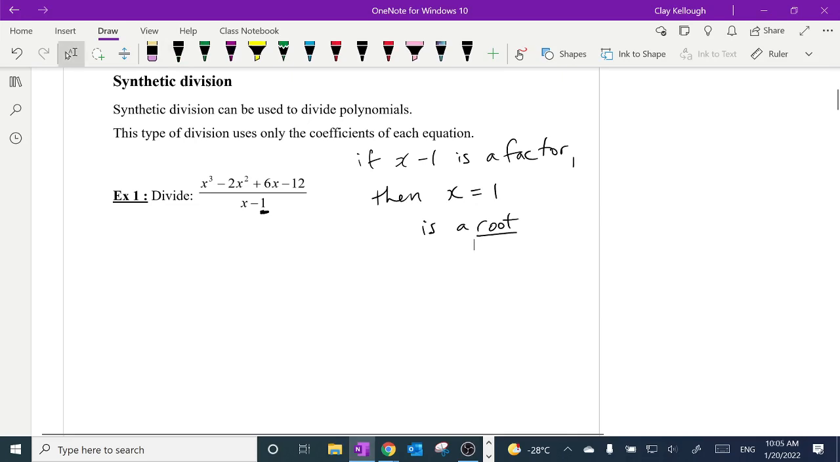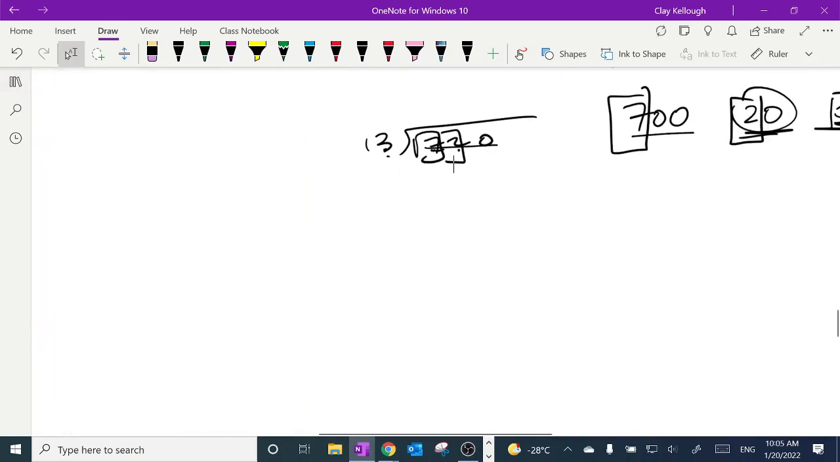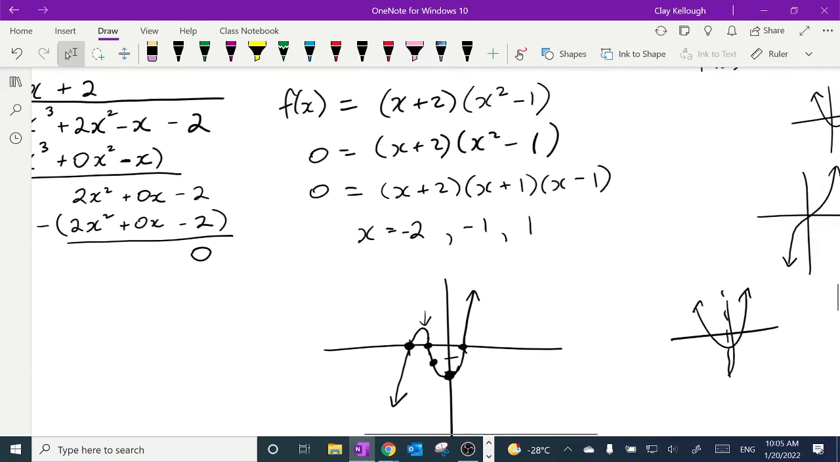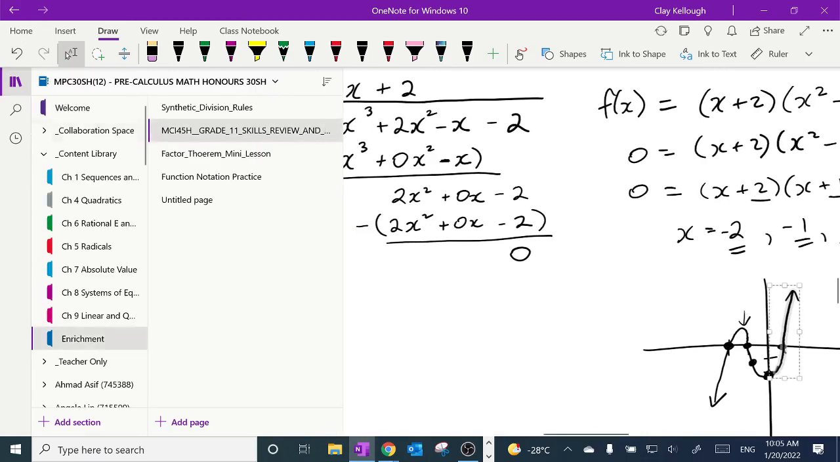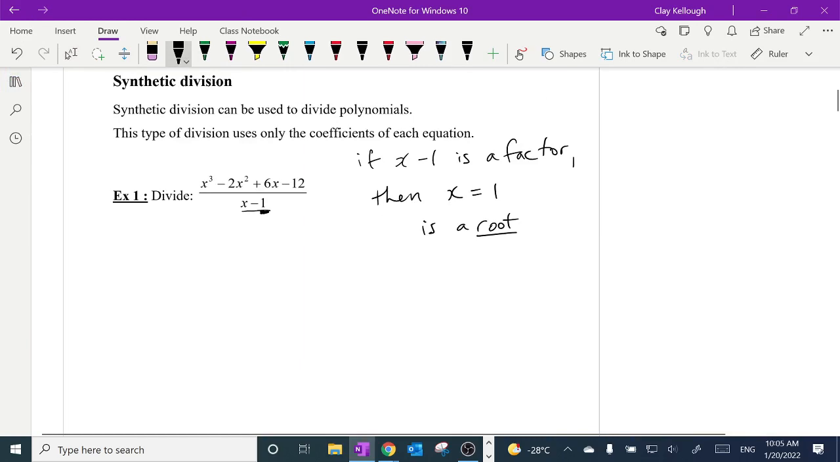Kind of like working backwards from what I just did a minute ago. A minute ago, I was playing with this guy here, and I realized, aha, if those are my factors, their opposites are my x-intercepts, right? So now we're thinking backwards. If this is my factor, then x equals 1 would be the root. So I take that 1 and I put it here, and then I make a little L chart, like so.